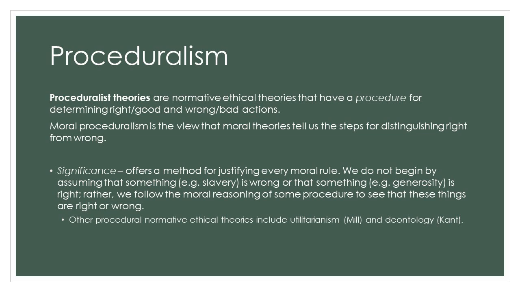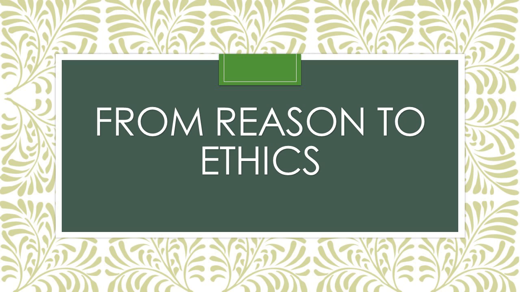Moral proceduralism is the view that adequate moral theories need to tell us the steps for distinguishing right from wrong. Proceduralist theories offer a method for justifying every moral rule. We do not begin by assuming that something, for example, slavery, is wrong, or that something, for example, generosity, is right. Rather, we follow the moral reasoning of some procedure to see that these things are, in fact, wrong or right. The procedure of social contract theory is to show the rational relationship between human nature and moral rules, even though, for social contract theory, morality is not innate in human nature.